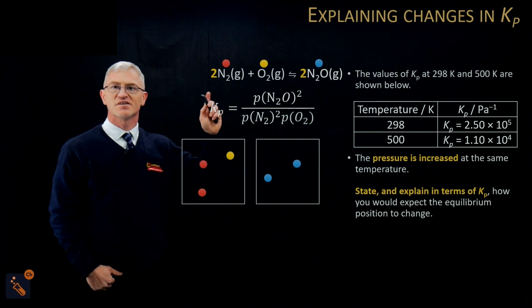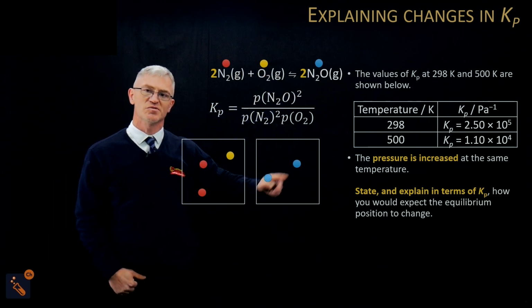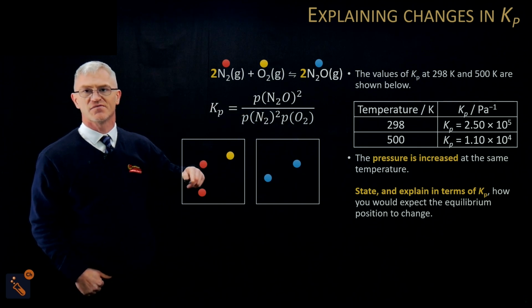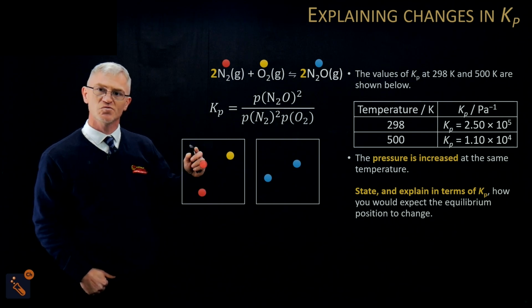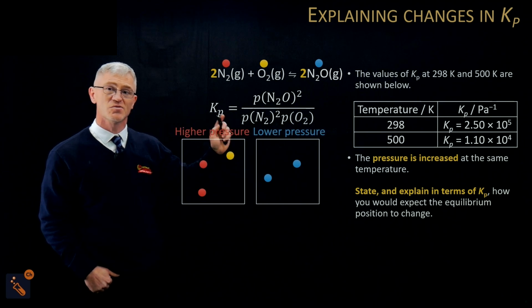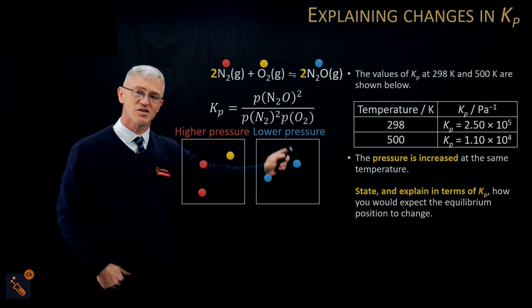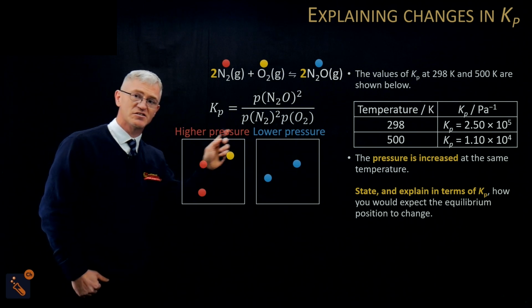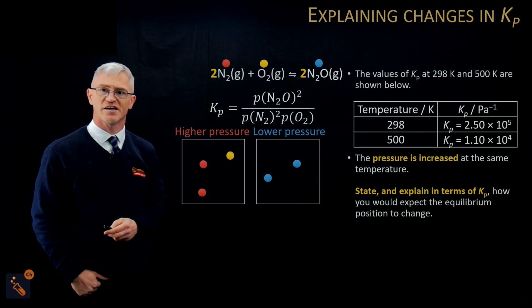Now imagine if the equilibrium was all the way over to the right and we just had N2O, then we would have 2 moles. And if we just had the reactants, we would have 3, relative to each other. Now that means if we were all the way over to the right, we would have a lower pressure, and if we were all the way over to the left, we would have a higher pressure. So here would be a higher pressure than the lower pressure on the right. So if we want to lower the pressure, we need to go towards the products, and if we want to increase the pressure, we need to go towards the reactants.